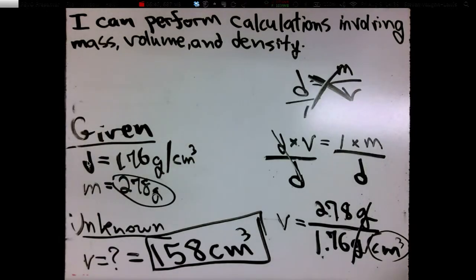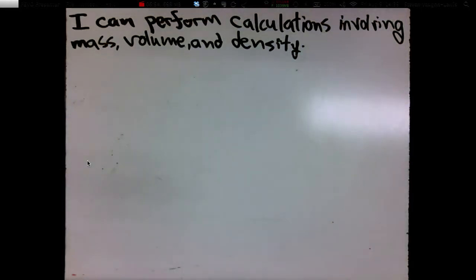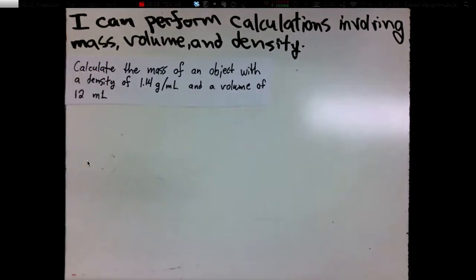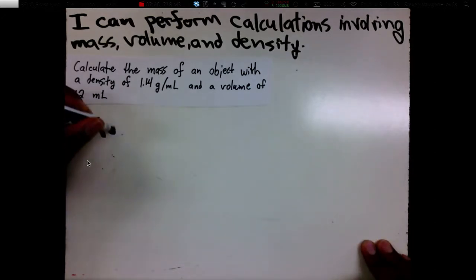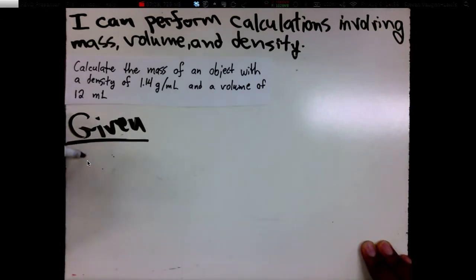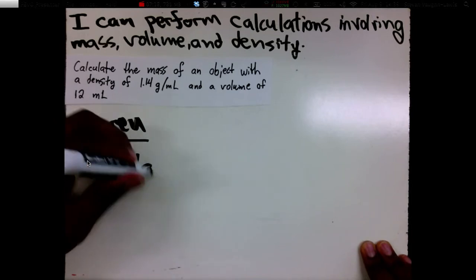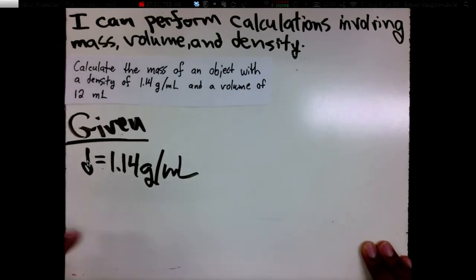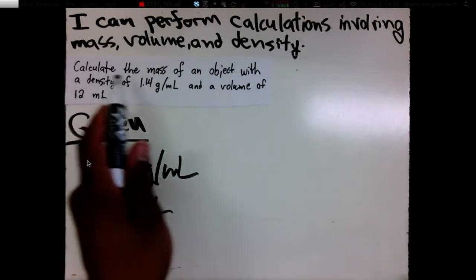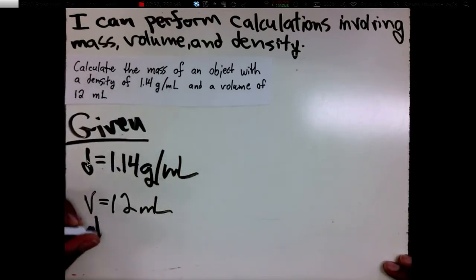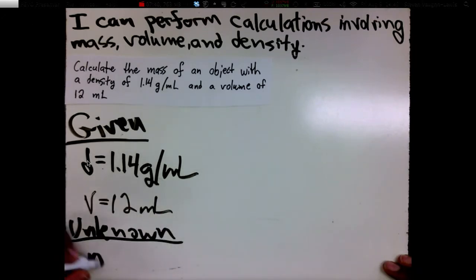And our third and final example, we are going to calculate the mass. Calculate the mass of an object with a density of 1.14 grams per milliliter and a volume of 12 milliliters. So first, our given. What's given to us? We know the density, D equals 1.14 grams per mil. And we know the volume, V equals 12 mils. So our unknown is what? It's asking us to calculate the mass. So our unknown is going to be mass.